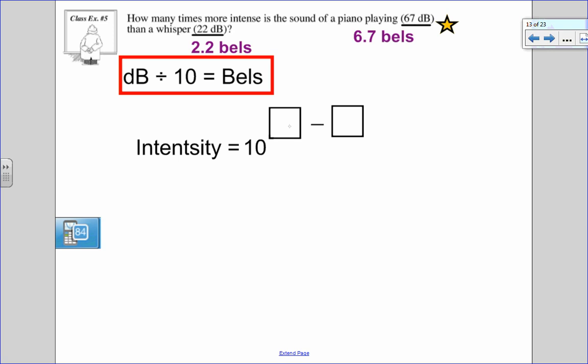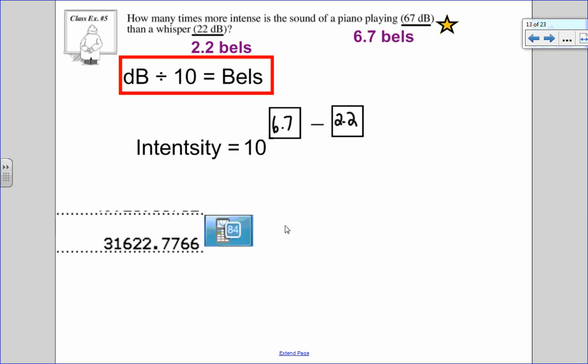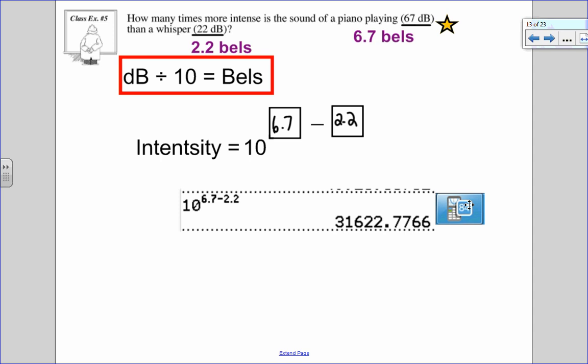To figure out how much times more intense, I subtract my sound measurements. So 10 to the 6.7 take away 2.2. That will give me how many times as intense it is. So I'm going to round this to the nearest whole. I'm going to say it's about 31,623 times as intense. So the piano is that many more times intense than the whisper.